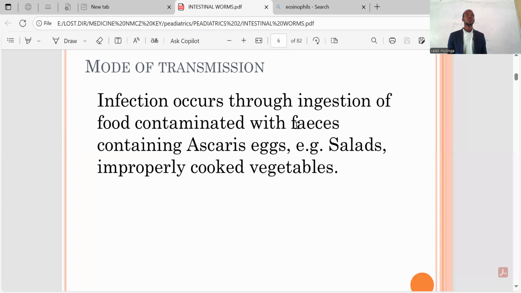Yes, Dave. So the route is the fecal-oral route. When we say fecal-oral route, we mean the fecal matter contaminates certain things that find their way through the mouth. So this can be the soil, this can be the water, this can be the food. So that is the mode of transmission. Any questions? Okay.